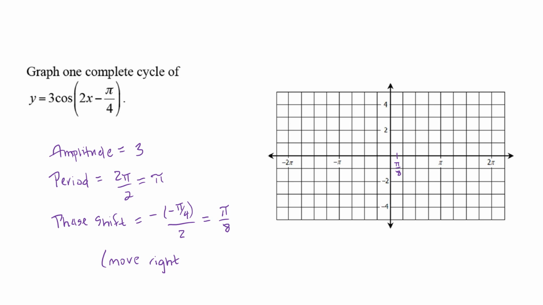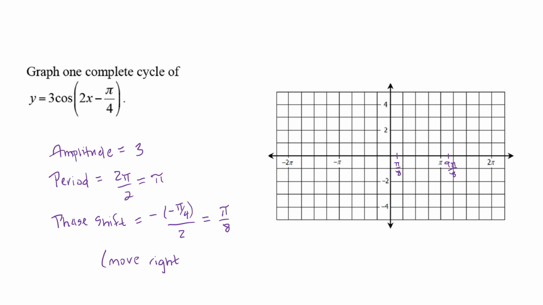Okay? Since I'm shifting over pi over 8, I know for cosine, one complete rotation or cycle goes from 0 to pi. So I have to shift over pi over 8 from pi, which will get me 9 pi over 8 as my x coordinate, because I'll be shifting that graph over to the right by pi over 8.